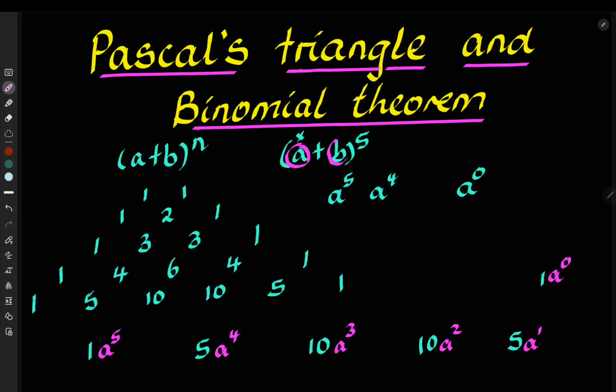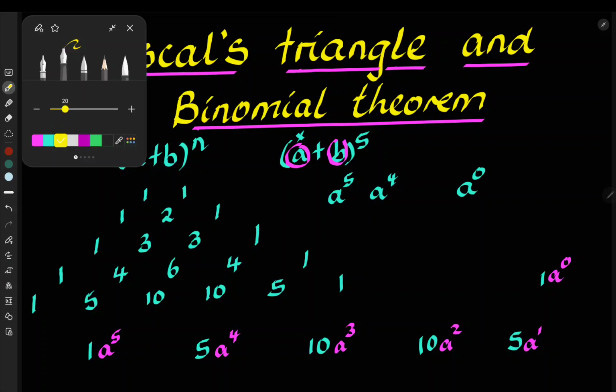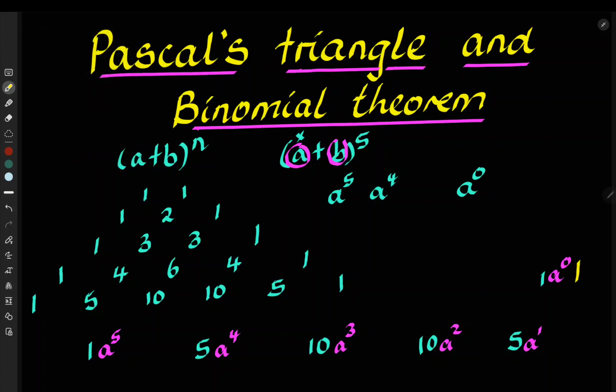Now for b, the powers of b will be in descending order from right to left. So you start again here. The highest power is 5, so that is b to the power 5. Then here it will be b to the power 4, b to the power 3, b to the power 2, b to the power 1, and lastly b to the power 0.